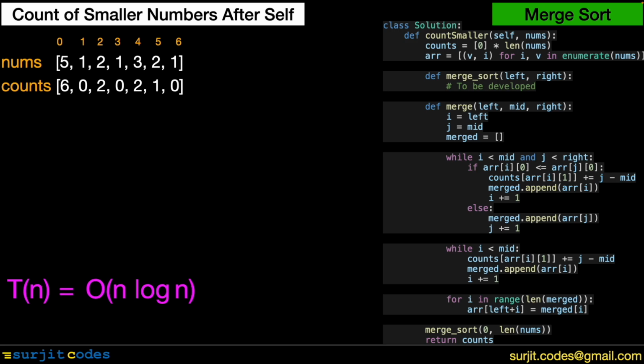Time complexity is due to merge sort, which is of the order of n log n. The 3 arrays used are of length n, which becomes the space complexity.